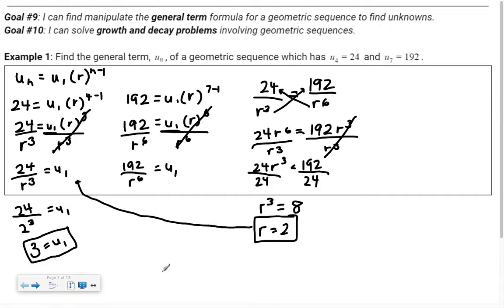So putting all of that together into my final response, it asks me for my general term formula, un. So un is going to be equal to 3 times 2 to the power of n minus 1. And that's your final answer there.